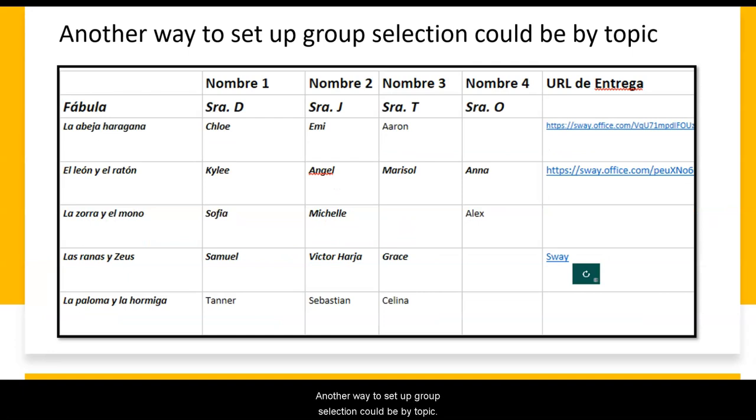Another way to set up group selection could be by topic. In this case, I have listed the title of the fable, and students were able to select their own groups based on the fable. What I also added into this table was another column so that students are able to just turn in their Sways to that column. In my experience, it doesn't matter as much how you set up your groups, but I have noticed that students do tend to switch groups every so often just because they want that own different experience for themselves.